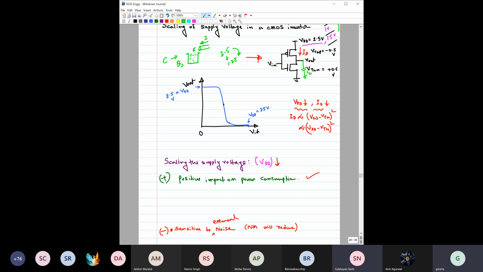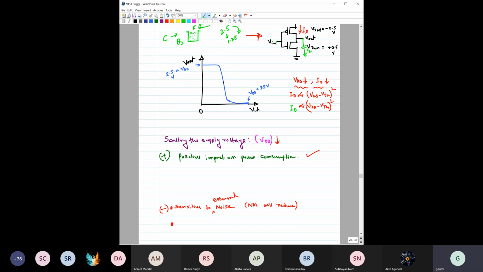Yeah. And I think it can be viewed in this way also: ID is proportional to VDD square. Exactly. If VDD decreases, ID is related to VDD square, while the charge is related to VDD linearly. So that's why it will take more time. Right. So is this clear now? Yes, sir. Okay.